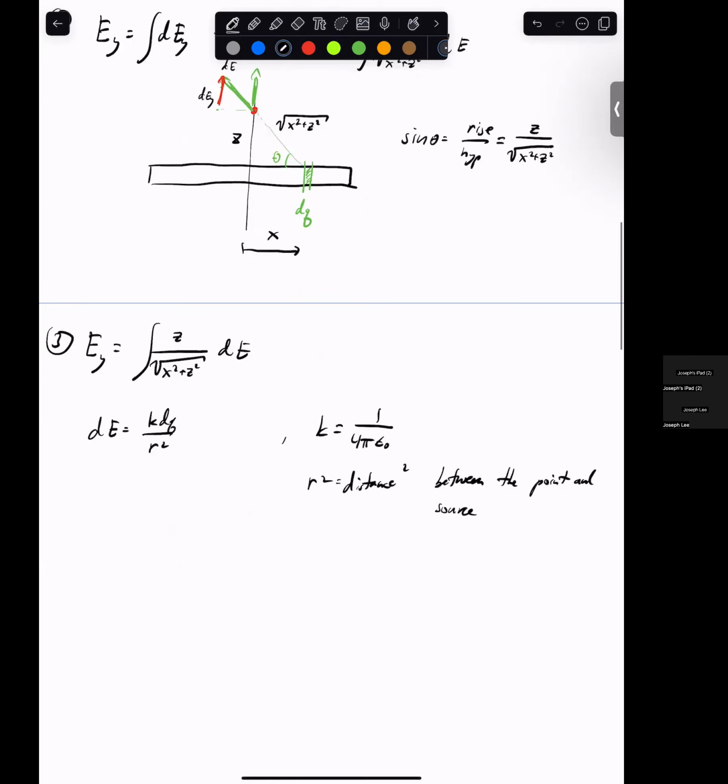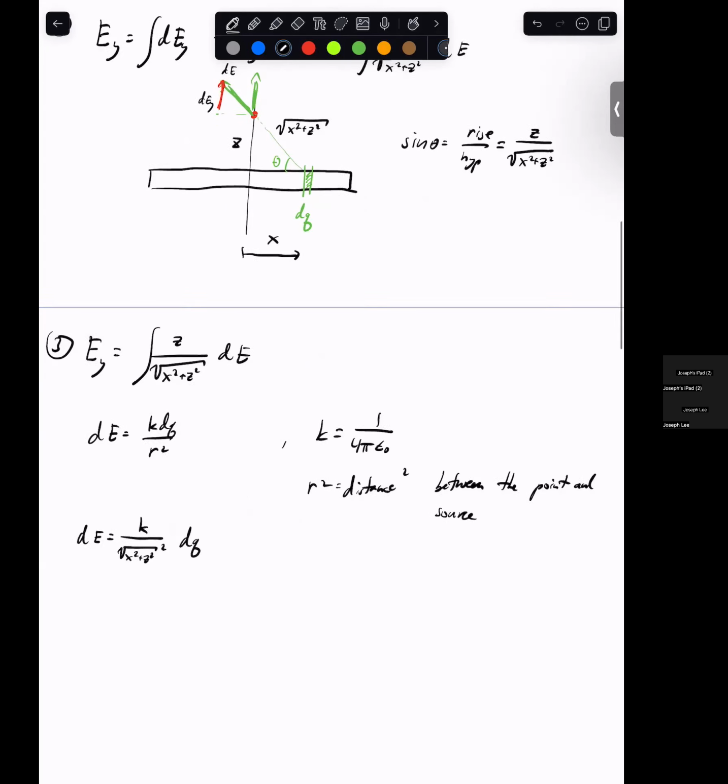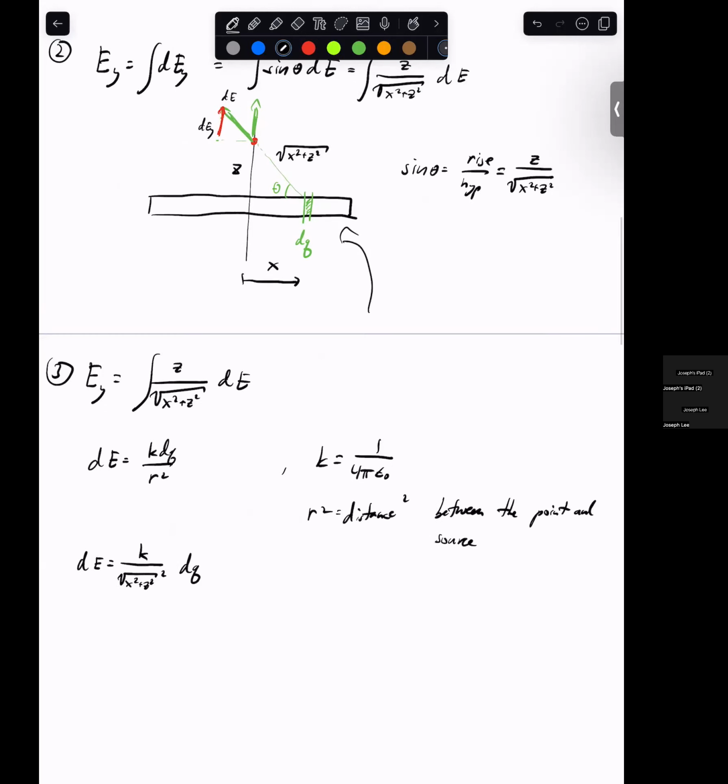So in our case, we can rewrite dE is equal to k dq over r squared. r squared is going to be x squared plus z squared. I'm going to write it this way for a reason, we'll see later. Because the distance, as we saw up here, between this small slice dq and the point is the hypotenuse of that triangle that I drew.